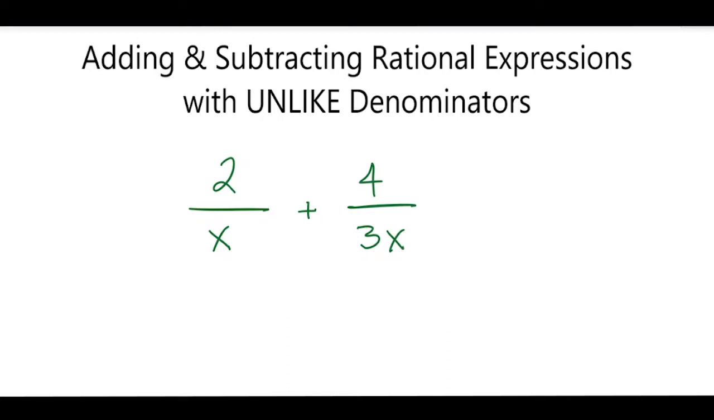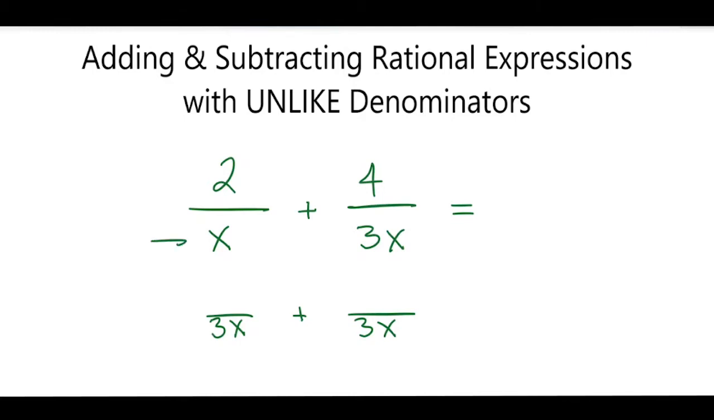Hello again. Today we are adding and subtracting rational expressions with unlike denominators. So you'll notice here that I have 2 over x plus 4 over 3x. Well, our least common denominator is going to be 3x. So that means I need to make both denominators the same, so they will be 3x.